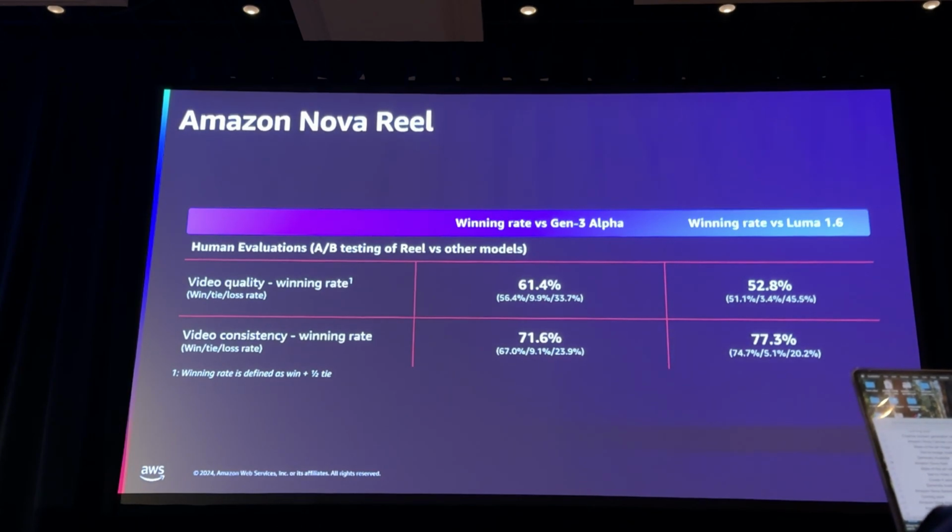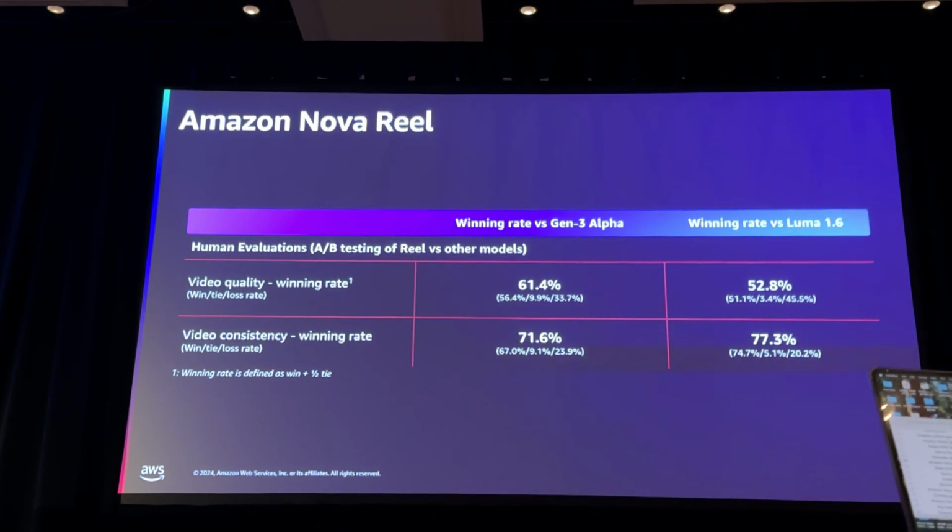We did extensive human evaluations, comparing our models with other third-party models. Specifically, we compared our models against Runway Gen 3 Alpha, as well as Luma Labs' Luma 1.6. All the evaluations were done with an external third party. The complete details of the evaluations are also published in our technical report that also went live yesterday. Specifically, we categorized the human evaluations into two broad categories. One is video quality, and the second is video consistency.